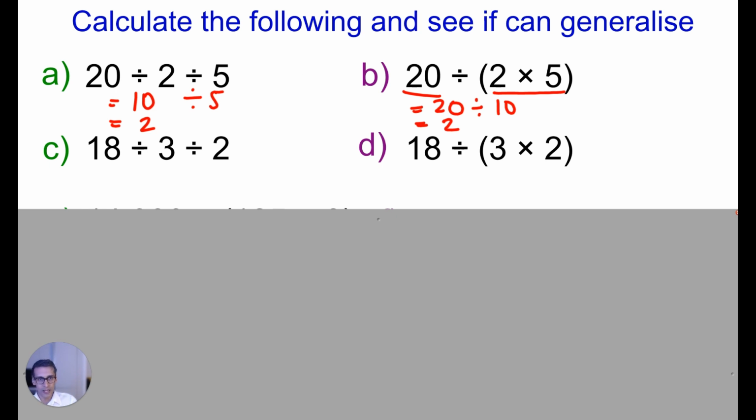Okay, so hopefully you've tried this. 18 divided by 3 is going to give you 6. 6 divided by 2 is 3. And on the right hand side, 18 divided by, in brackets, is 6. So this just becomes 18 divided by 6, which is also 3.